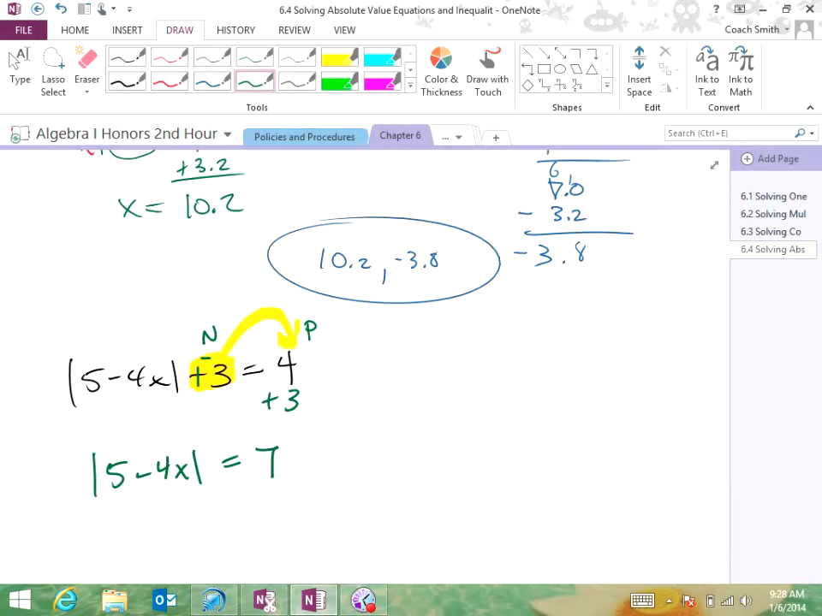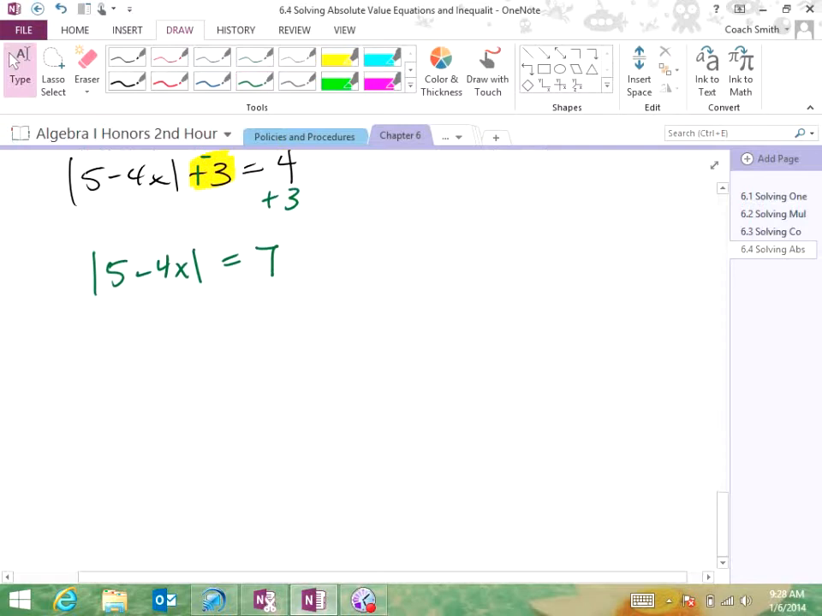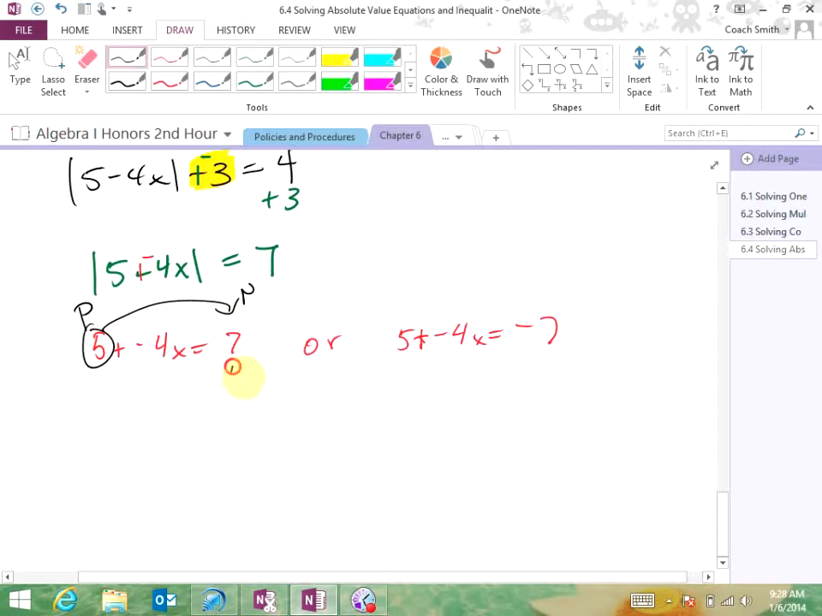Okay, the absolute value of 5 minus 4x equals 7. So, once again, that's plus a negative. So I have 5 plus negative 4x equals 7, or 5 plus negative 4x equals negative 7. Okay, now it becomes the same thing we were doing. The 5 here is positive, it becomes a negative there. That would be negative 5.